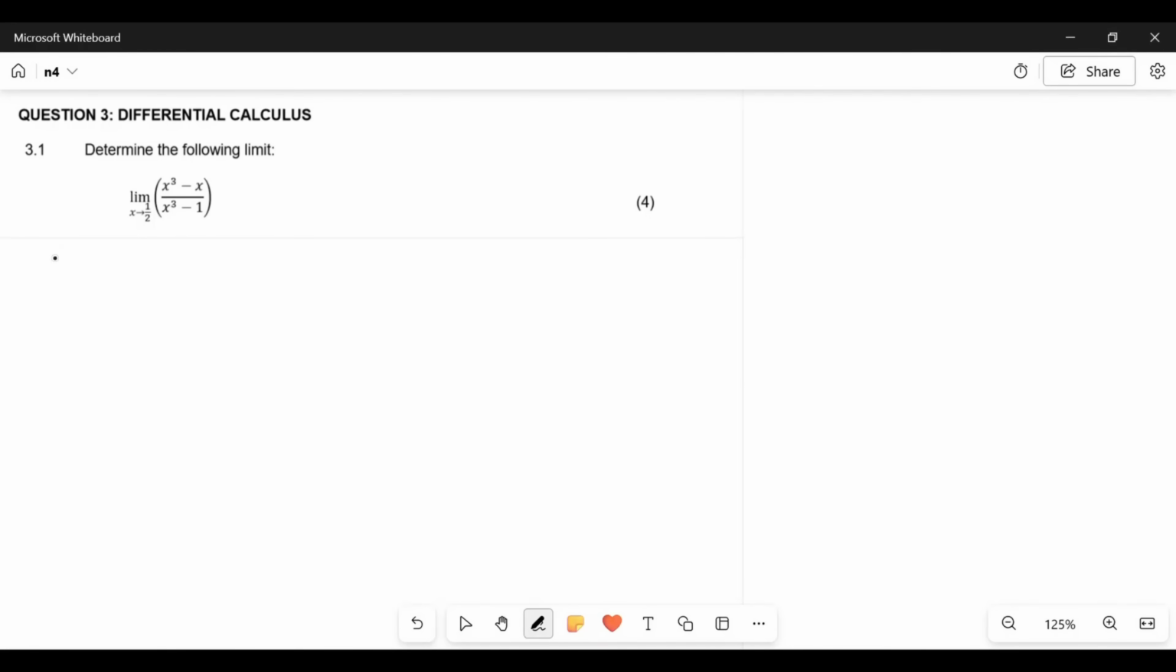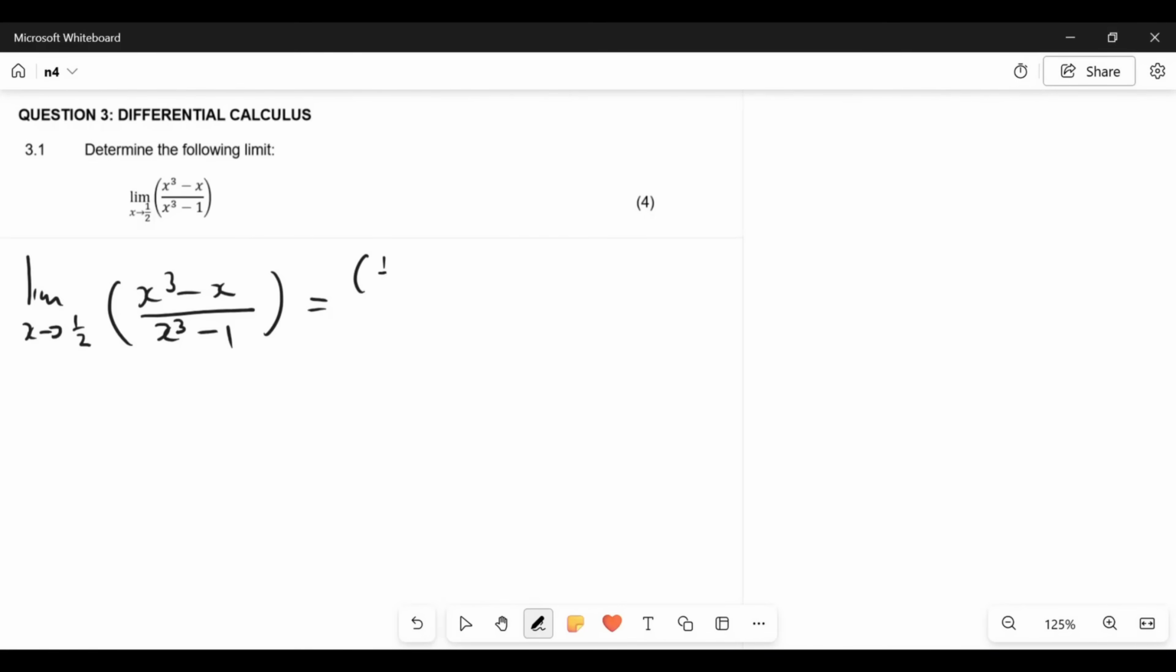So let's start with direct substitution. As you can see there, our x is approaching half. So we're going to write limit x approaches half, and then we have x cubed minus x divided by x cubed minus 1 there. So wherever there is x, we substitute with half.